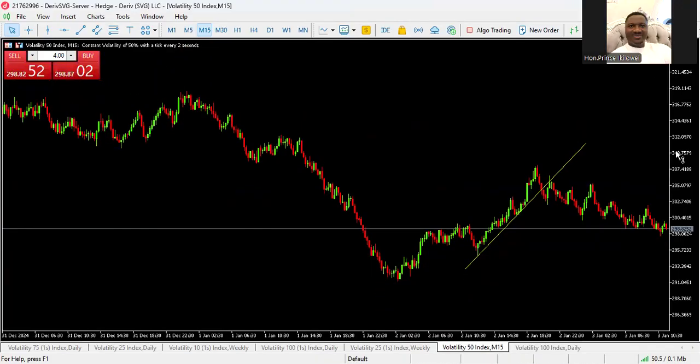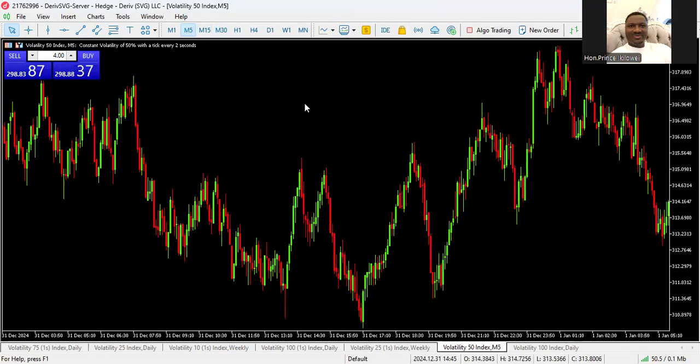What the 15 minutes time frame will be showing you and what the 5 minutes time frame will show you are not the same. For instance, 15 minutes is showing you that the market is just a short uptrend here. All right. But 5 minutes shows you that it was a very big uptrend.